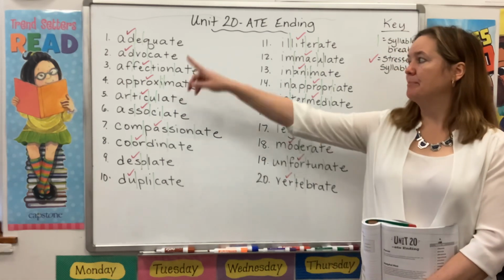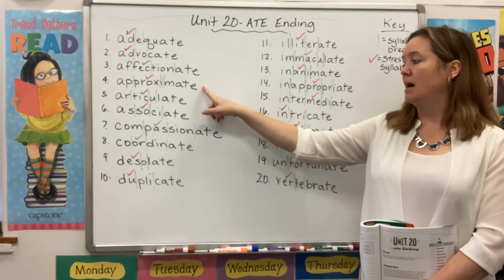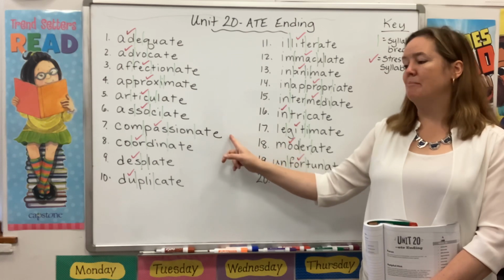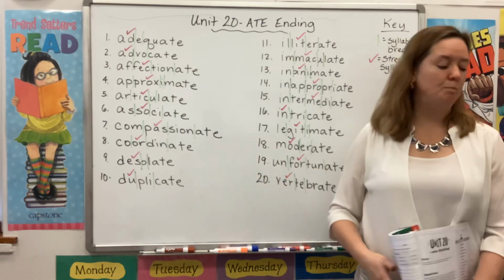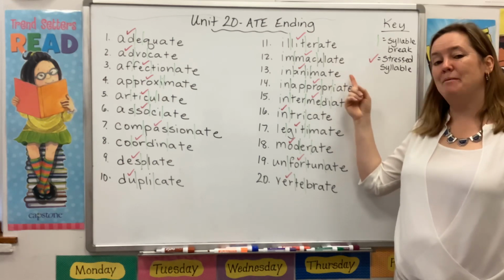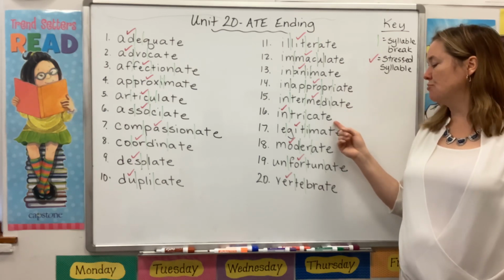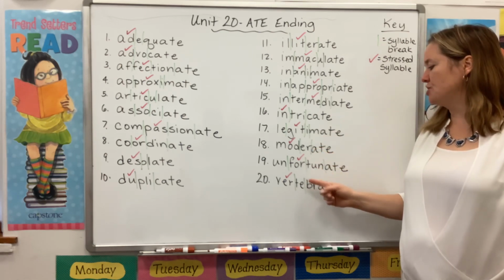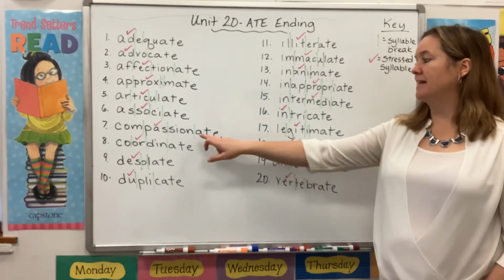Please repeat after me. Adequate, advocate, affectionate, approximate, articulate, associate, compassionate, coordinate, desolate, duplicate, illiterate, immaculate, inanimate, inappropriate, intermediate, intricate, legitimate, moderate, unfortunate, vertebrate. Okay, notice I pronounced all of these words with an it ending.